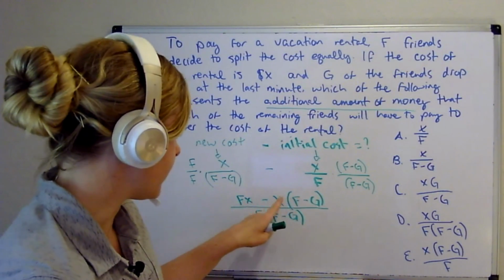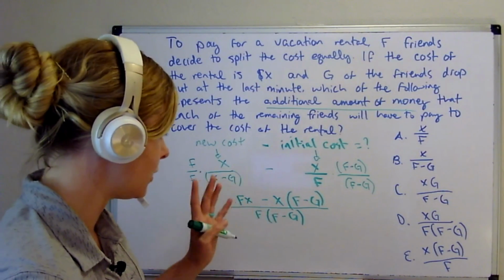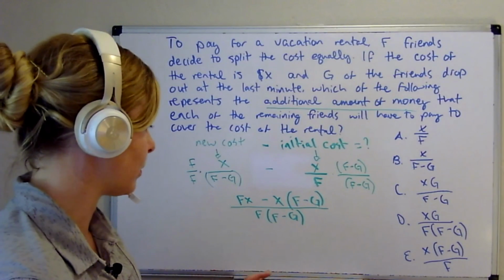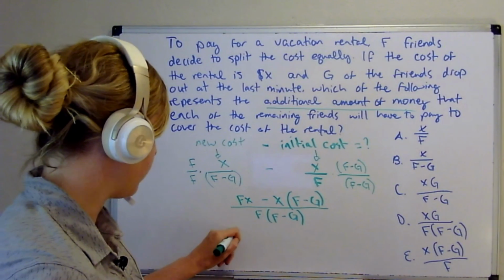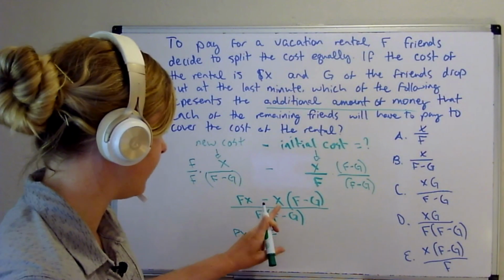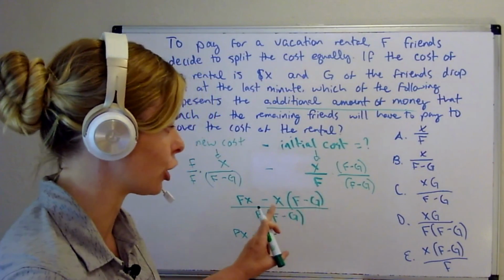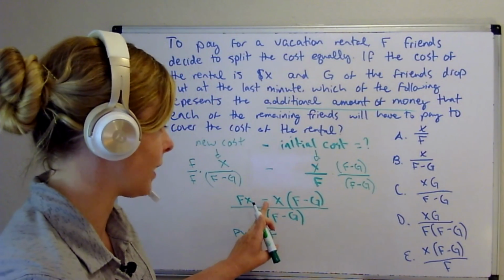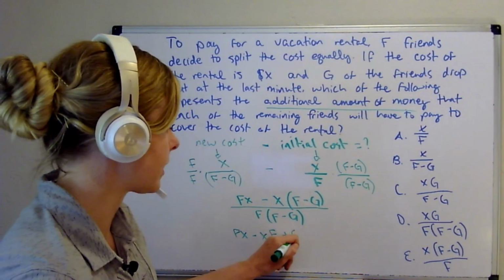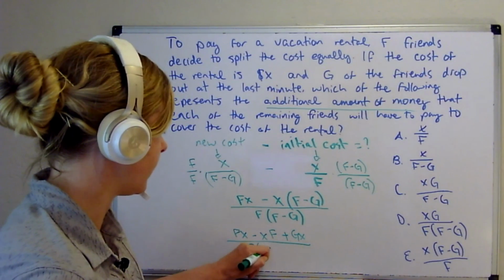There's no way of simplifying what we have up top as written, so what we can do here is distribute out this x, and then see if that simplifies matters. So that gives us f times x minus x times f, and then be careful here, right? Because this minus applies to our entire term. So we have to take into account that minus times this minus, we end up with plus g times x. And then all of that is over f times f minus g.